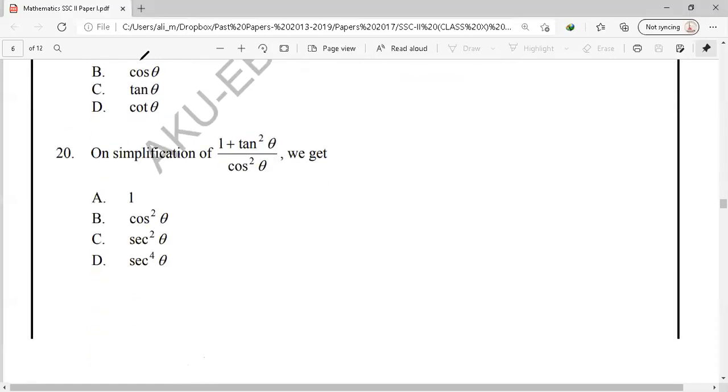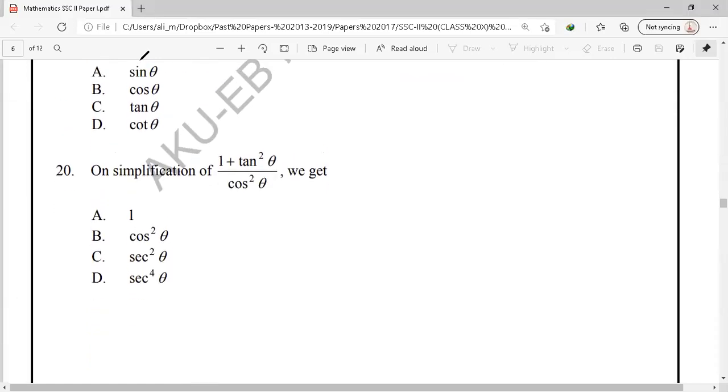Let's see question number 20. In question number 20, we have to simplify this expression. So let's apply the basic trigonometric identities on this expression, where we have 1 plus tan square theta over cos square theta.